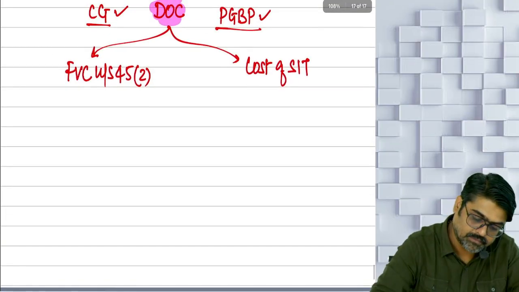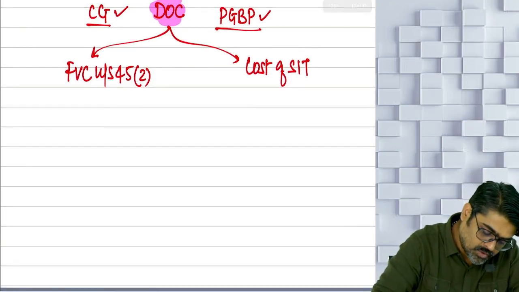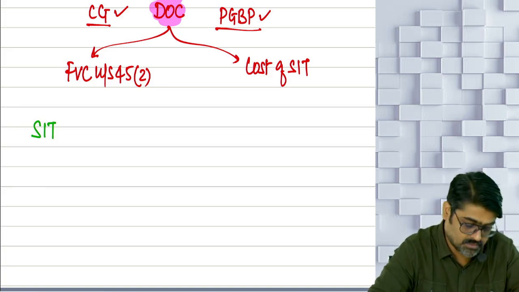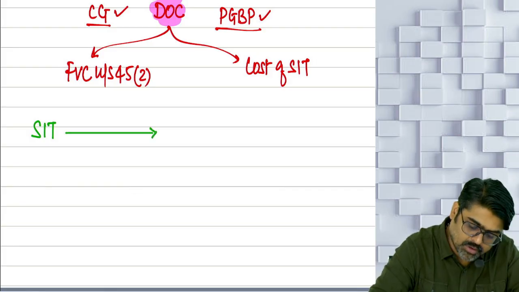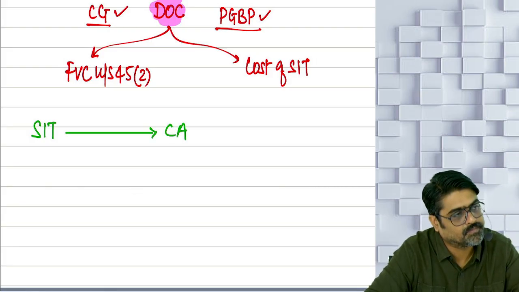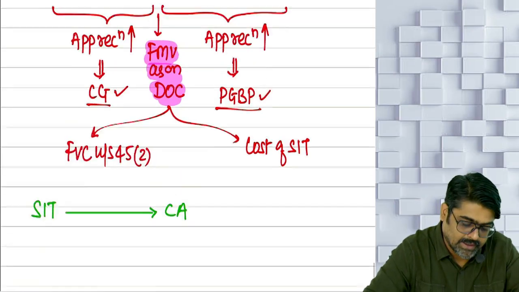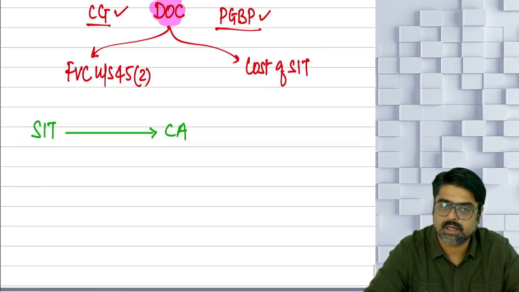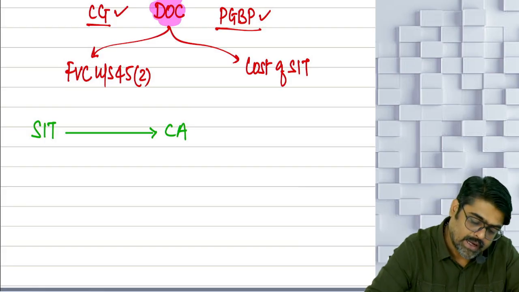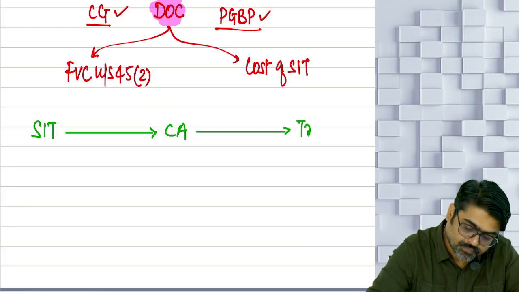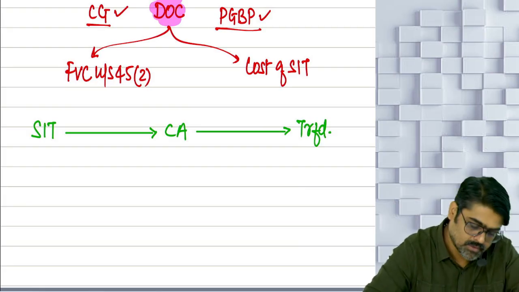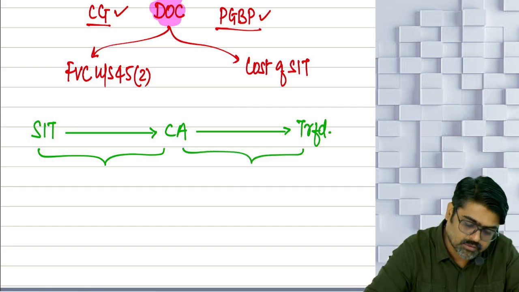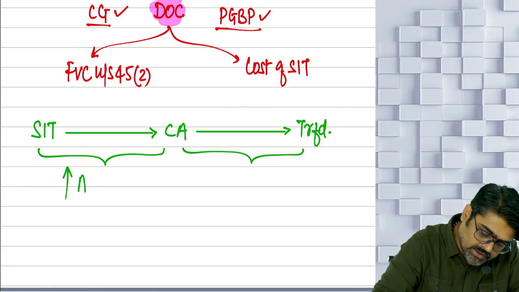Now I'll ask you something. You have stock in trade. Can you convert your stock in trade into capital asset? Instead of capital asset converted into stock in trade, now can your stock in trade be converted into capital asset? And later on that capital asset is transferred. So there will be appreciation in this period. There will be appreciation in this period also.